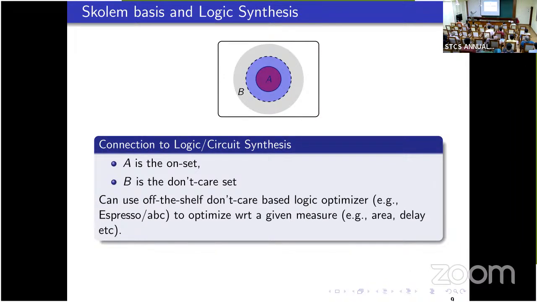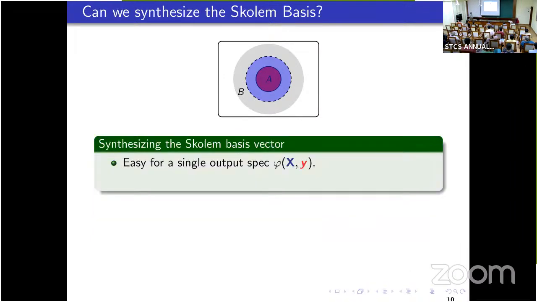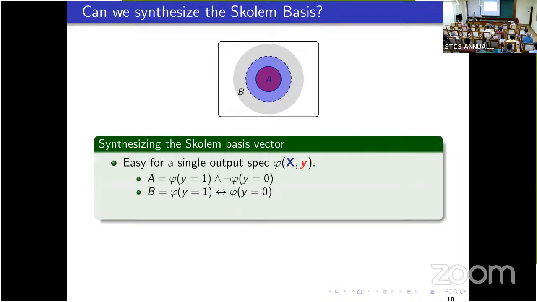This is the reason why I took that angular tree gen, because it directly identifies the person. Now coming to Rinald's question, for a single output spec, where there's just one output, this actually turns out to be easy. In fact, we can show that A is exactly this and B is exactly this. Here you can see what's going on. I'm saying that whether the output is one or zero, it doesn't matter. The value of the specification is the same, right? So it's really a don't care.